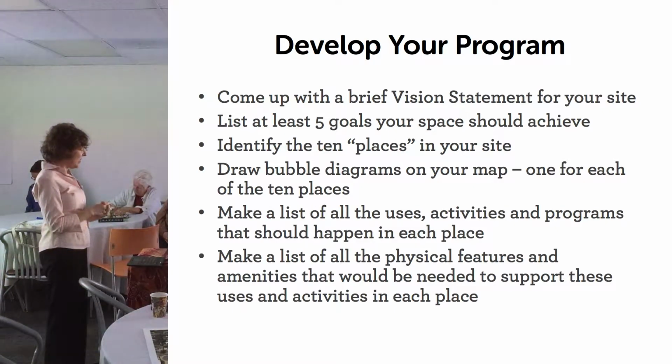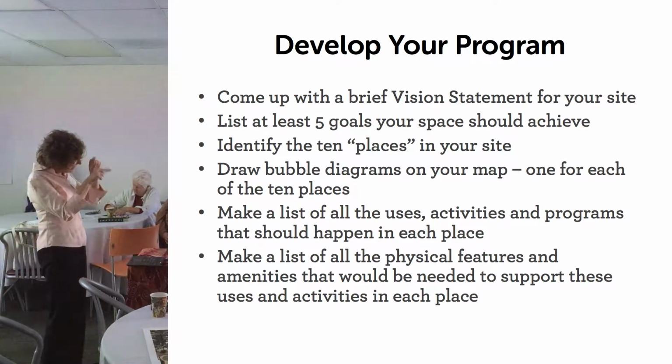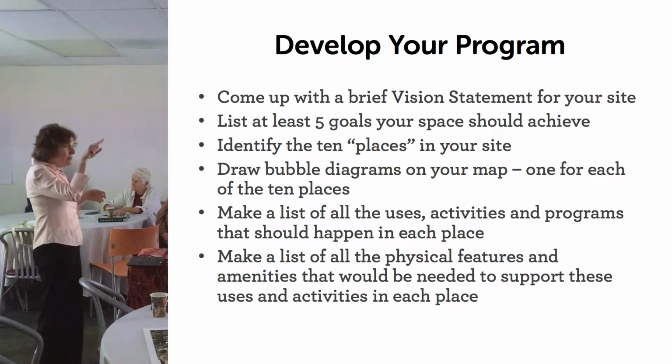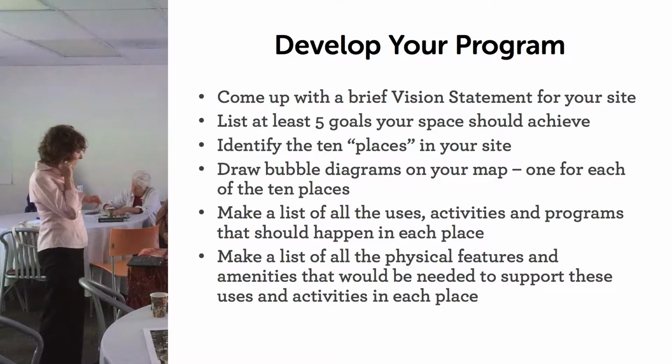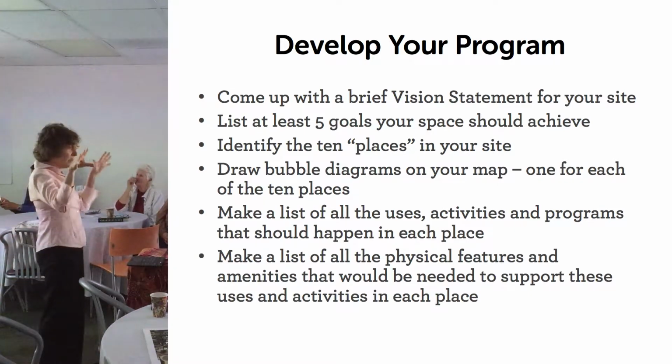And then the more visual people will be taking the lead on identifying the 10 places in your site, because yesterday we did the power of 10 for Isla Vista. We didn't really have you do the 10 sites in your place, so that's going to bring that exercise over from yesterday. And then you do a little bubble diagram for each of those. Make a list of all the uses, activities, and programs that could happen in each of your 10 sites, and then all the physical features or amenities or design changes that you would need to support those uses.